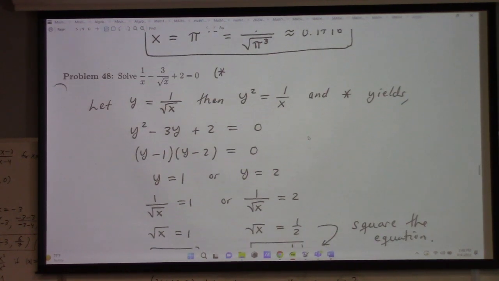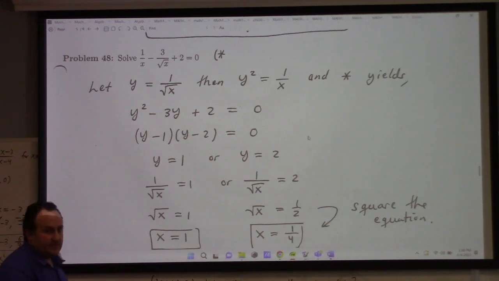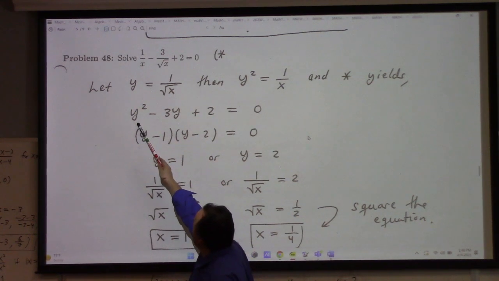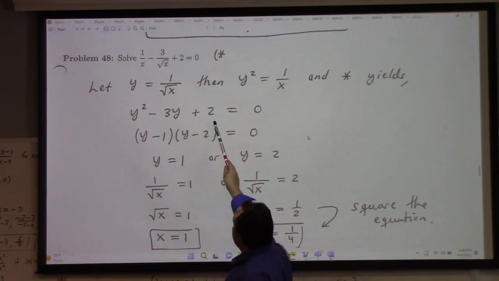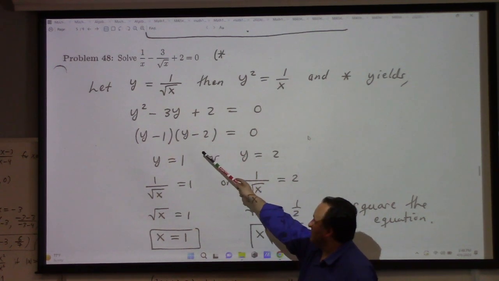This one here, problem 48, you want to make a substitution. So what you do is you let y equal 1 over the square root of x. If you do that, then y squared is 1 over x. All right? And so then the equation which is given becomes y squared minus 3y plus 2, which factors to y minus 2 times y minus 1, like that.